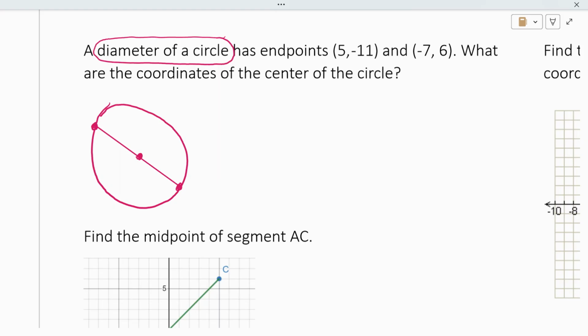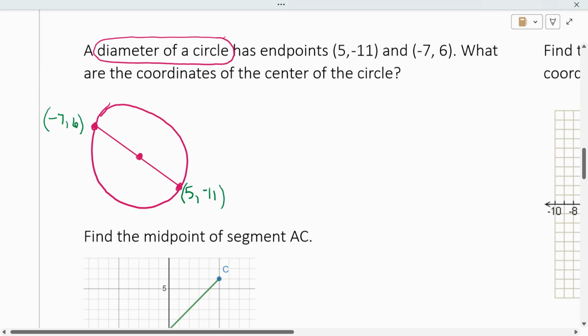It says the diameter of a circle has endpoints 5, -11. So I'm going to call this point right here on the right 5, -11. And the other endpoint is -7, 6. I have to figure out the coordinates of the center of the circle. Well, that's just asking me to find the midpoint.